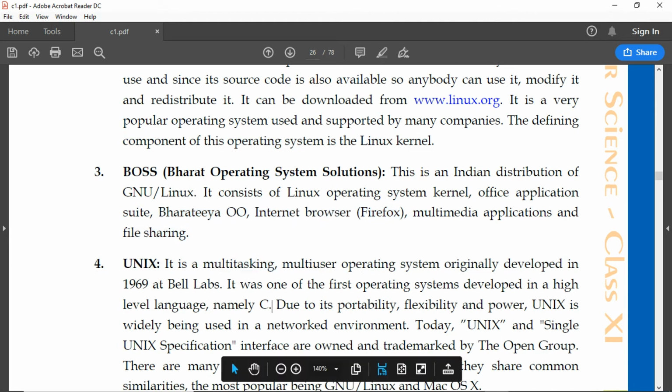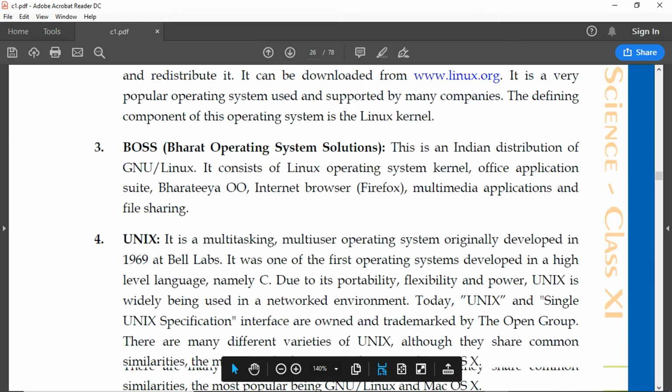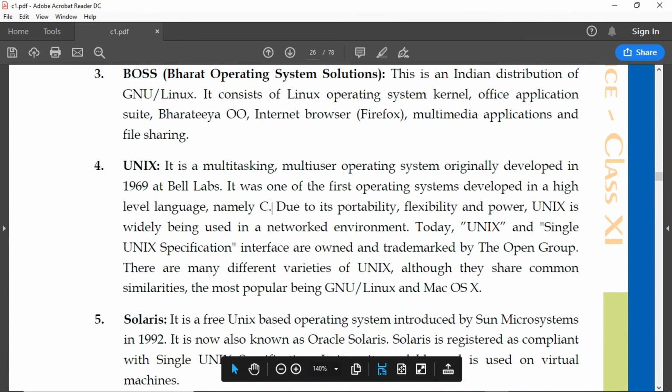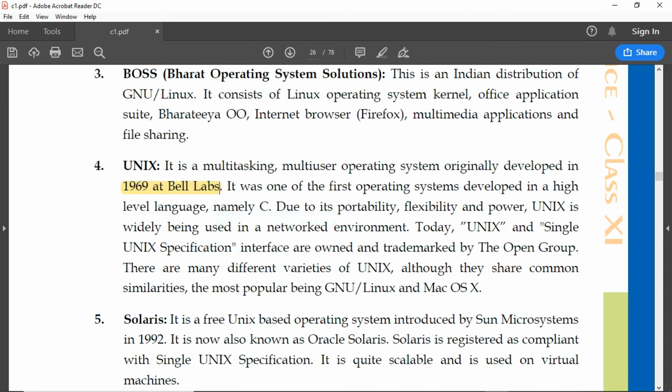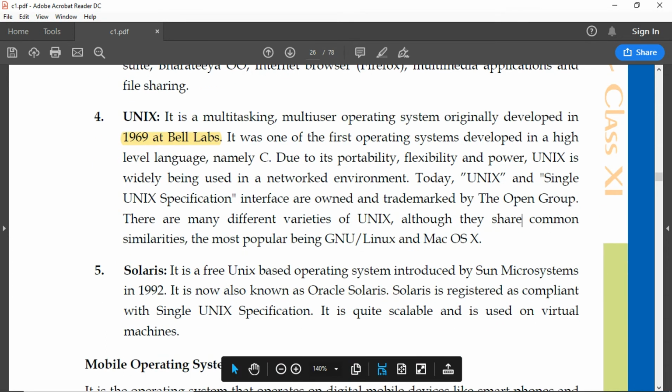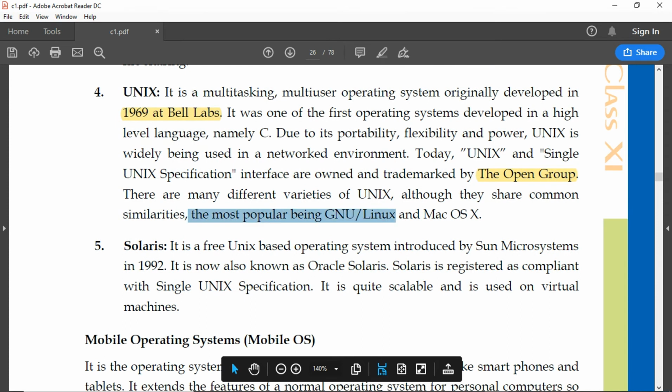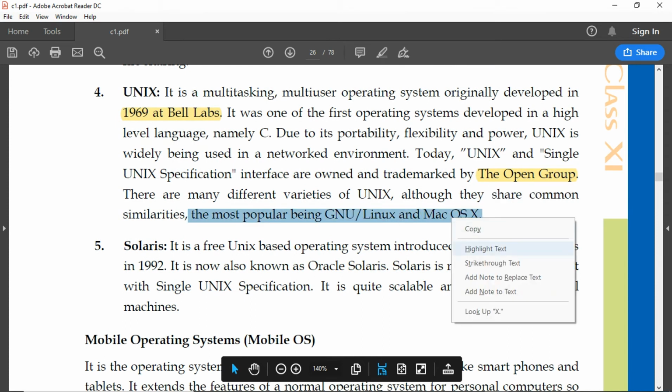4. Unix. It is a multitasking, multi-user operating system originally developed in 1969 at Bell Labs. It was one of the first operating systems developed in a high-level language, namely C. Due to its portability, flexibility, and power, Unix is widely used in a networked environment. Today, Unix and the Single UNIX Specification interface are owned and trademarked by the Open Group. There are many different varieties of Unix, although they share common similarities, the most popular being GNU/Linux and Mac OS X.